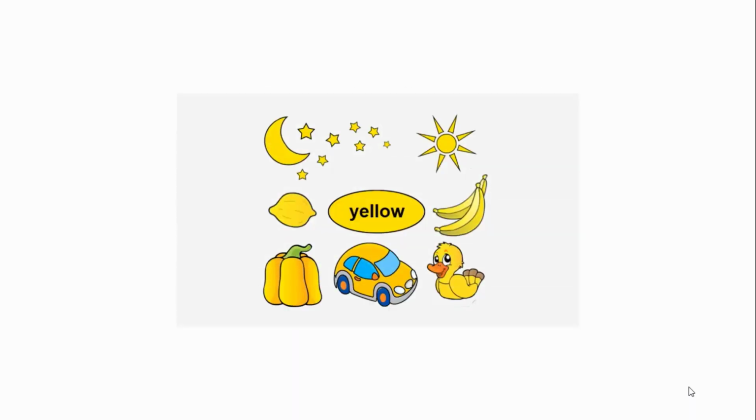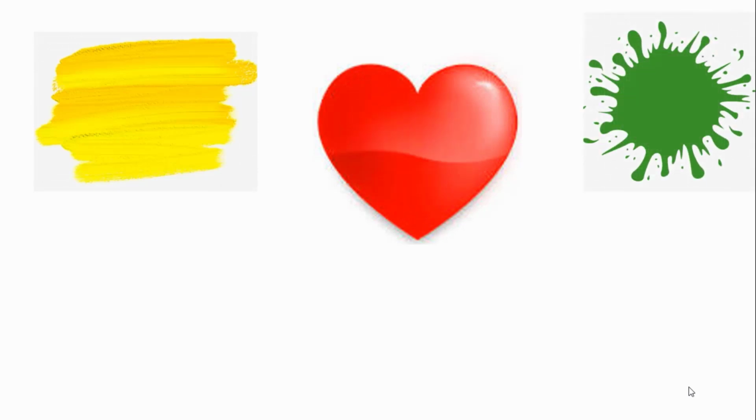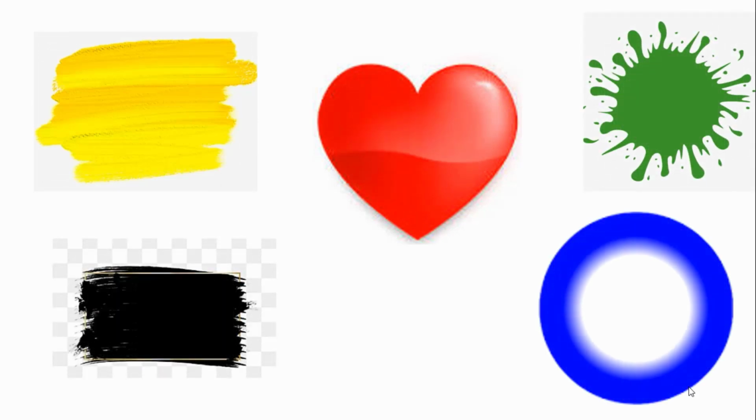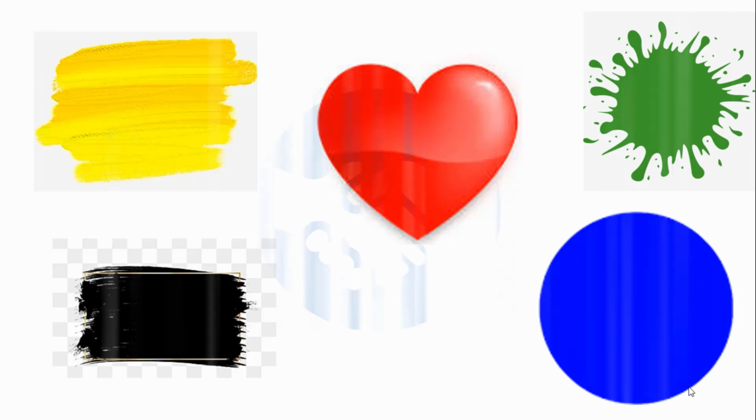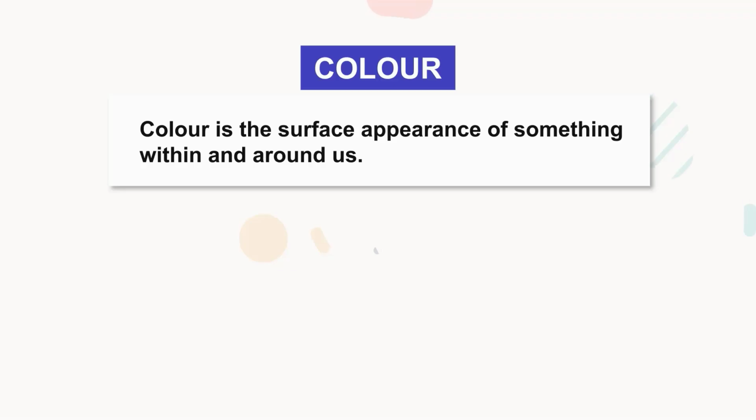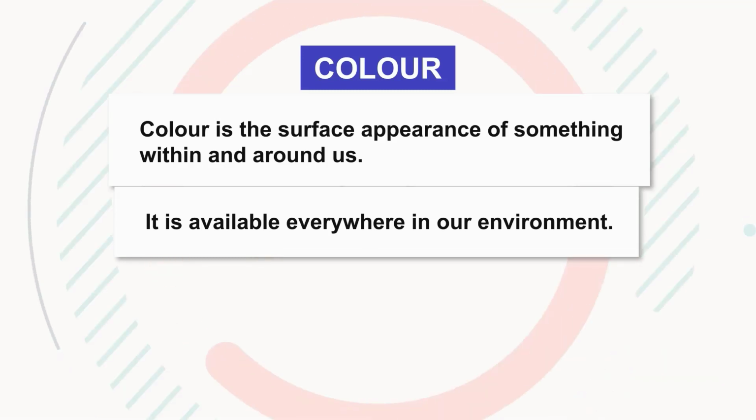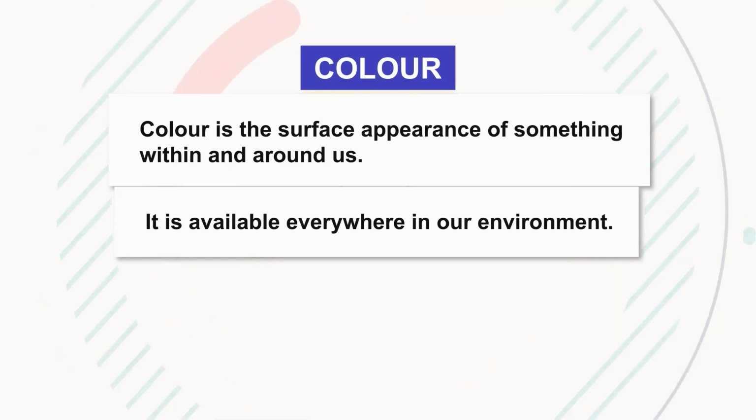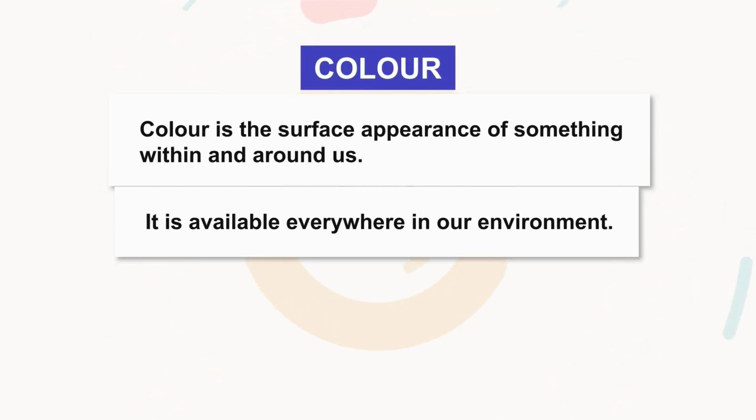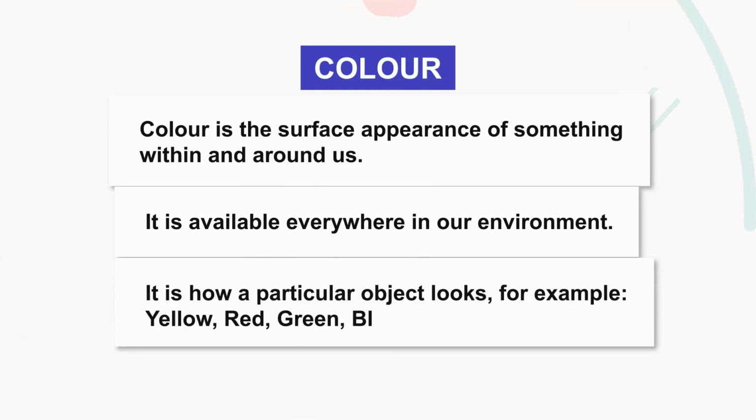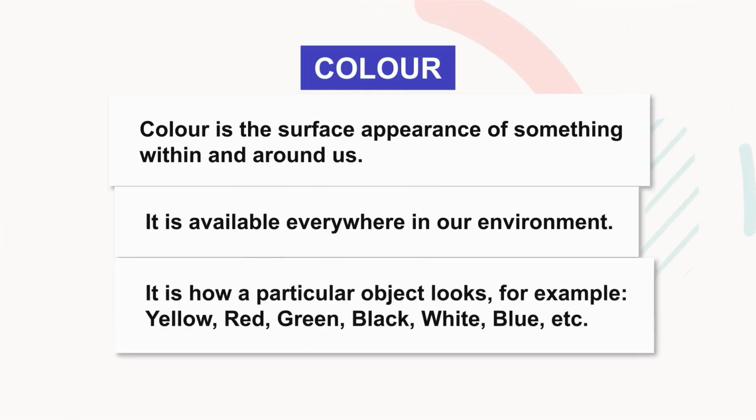What is color? Color is the surface appearance of something within and around us. It is available everywhere in our environment. It is how a particular object looks.